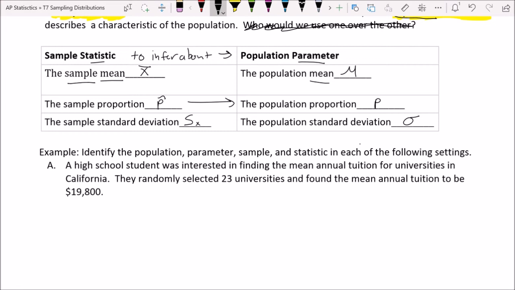All right, let's write these down. So population, parameter, sample, and statistic.